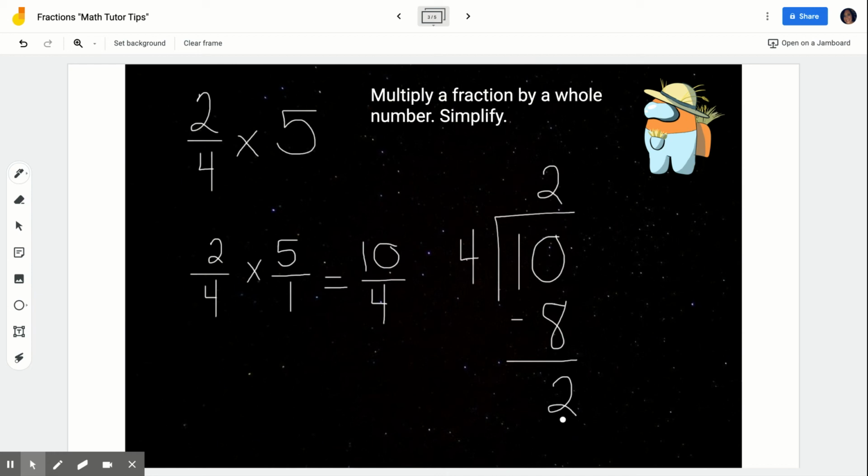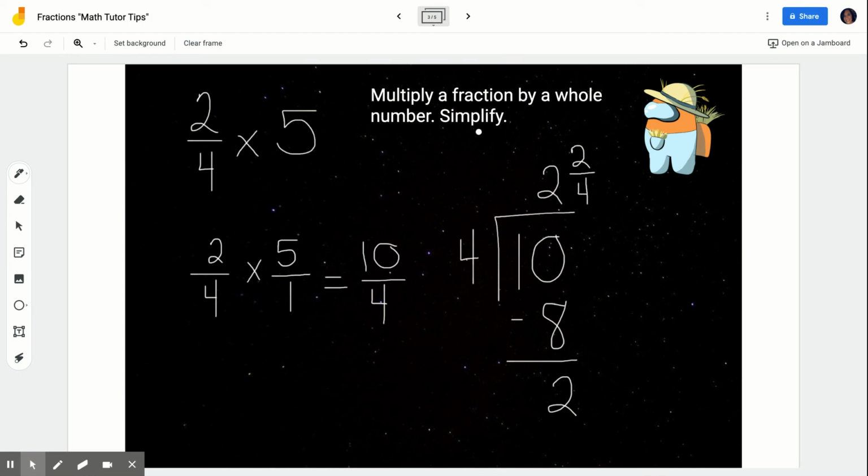2 would normally be our remainder. 2 represents 2 pieces left, 2 pieces out of the whole. So that remainder is actually our numerator when we're working with fractions. The denominator is going to stay the same, still 4 parts to make that whole.